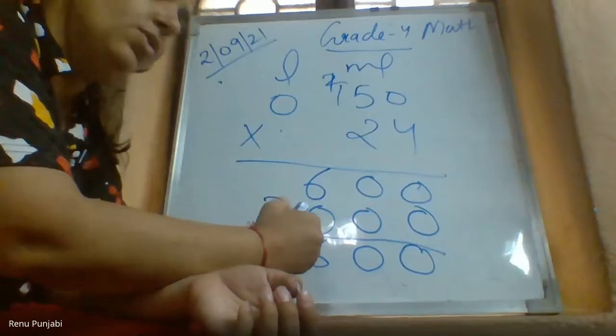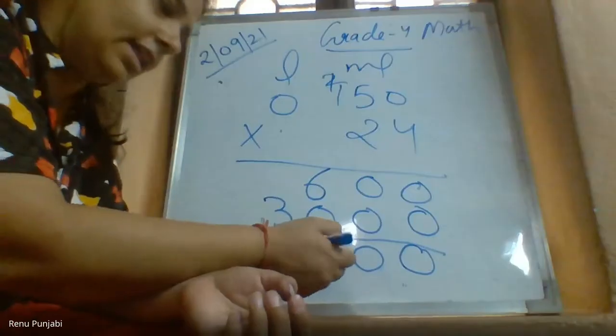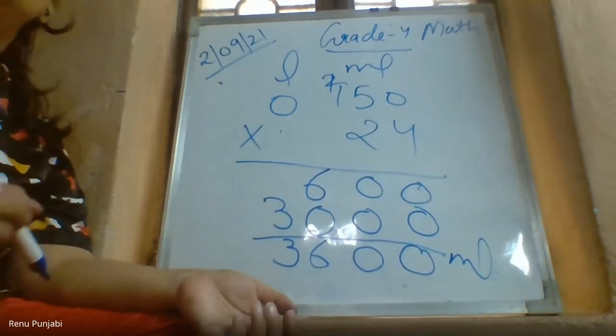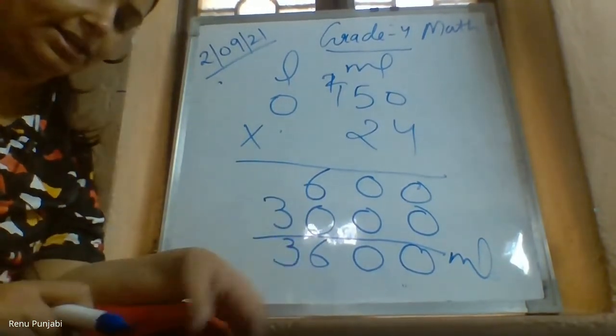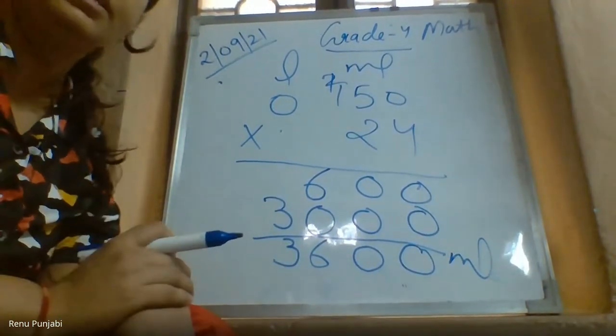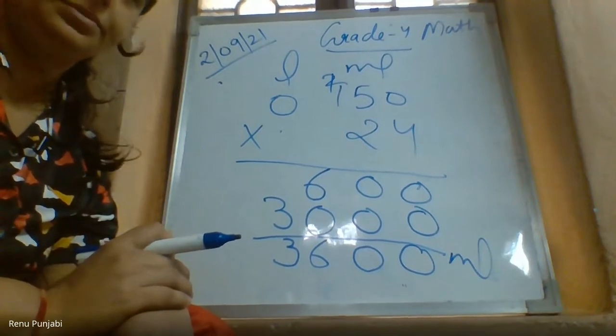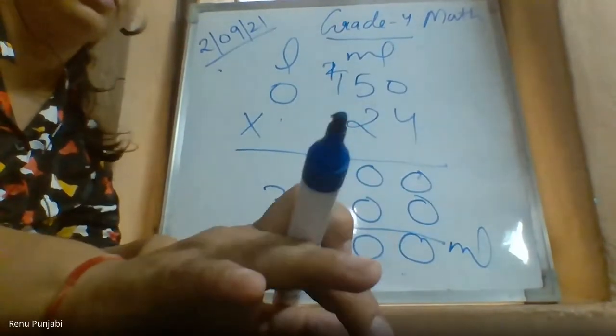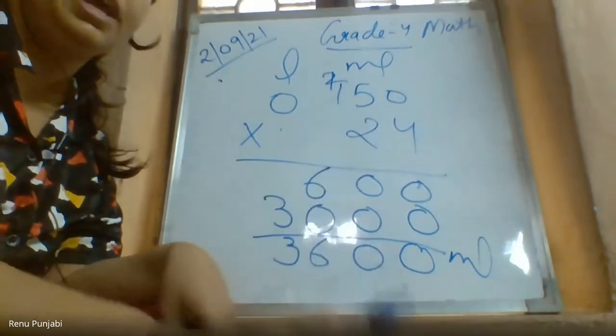And the answer is 3600 milliliters. Yes, 3600 milliliters you can say. And if I tell you to give the answer in liters and milliliters both, then how will you give the answer? Ma'am, 3 liters 600 milliliters. Excellent. Thank you. Yes, Priyag.